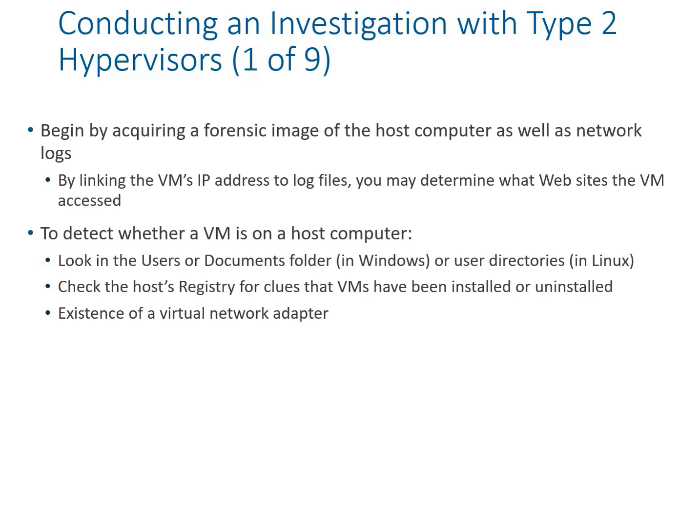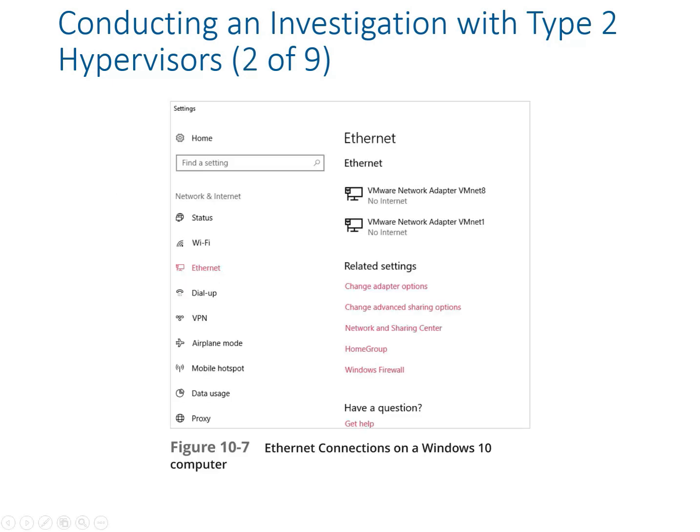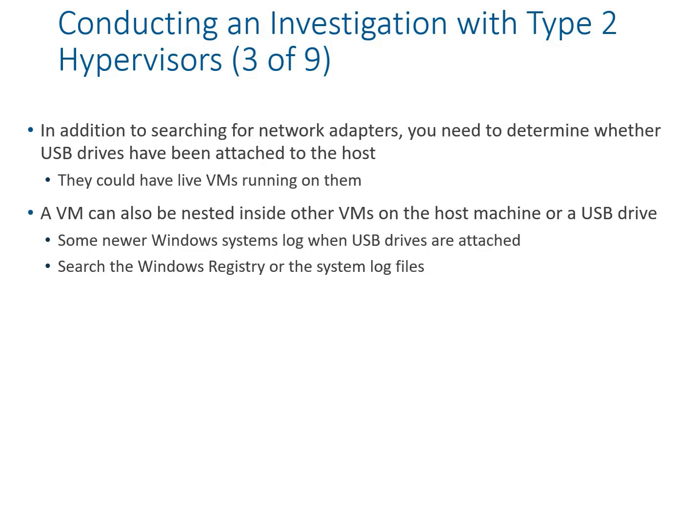Further, you can even check the existence of a network adapter which is found in the network tools. As you can see over here, change the adapter settings in Ethernet and you'll find different adapters appearing over there. In addition to searching for the network adapters, you need to determine whether USB drives have been attached to the host through which you were connecting any virtual machines. They could have live VMs running on them.